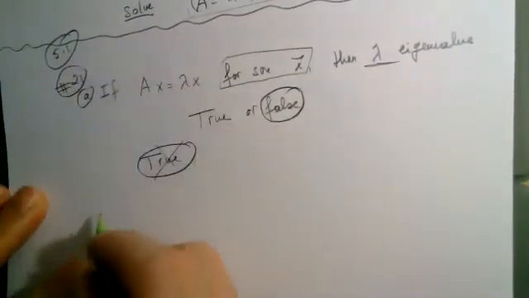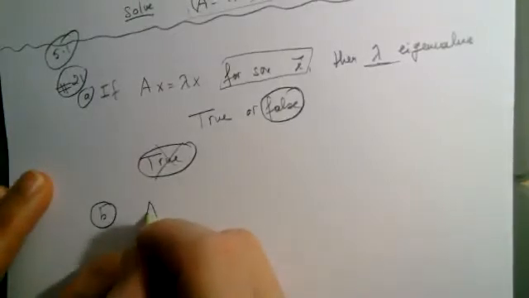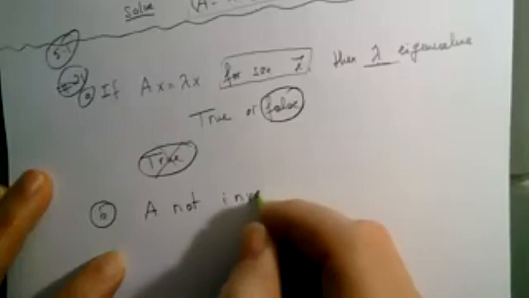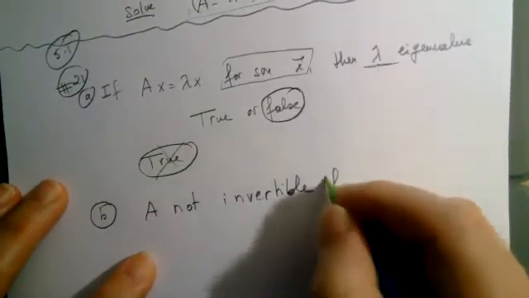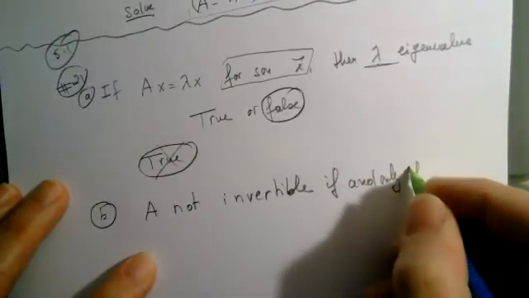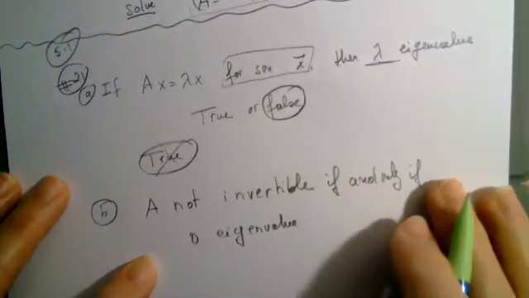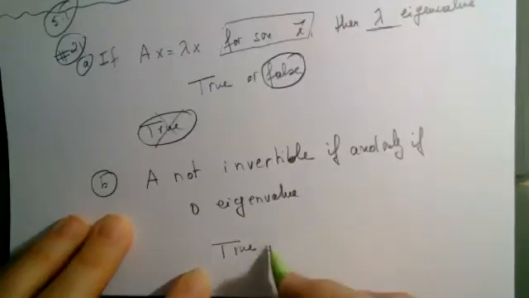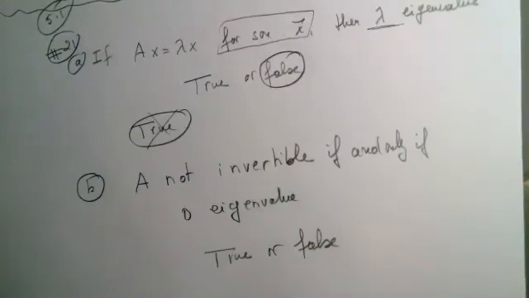Now, part A, question B. B is the following. A matrix A is not invertible if and only if 0 is an eigenvalue. Is the statement true or false? You may need a little bit of thinking about that. So they are relating two ideas. A is not invertible if and only if 0 is an eigenvalue. True or false? You need to think a little bit about it. I'll let you do that.